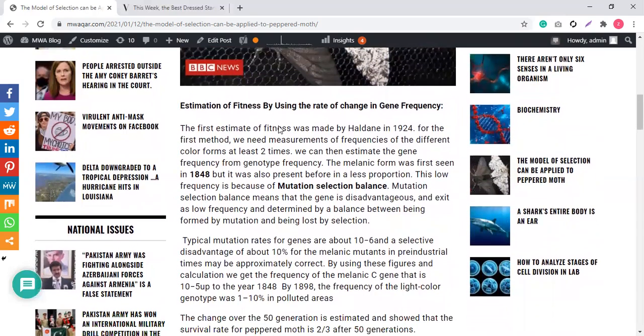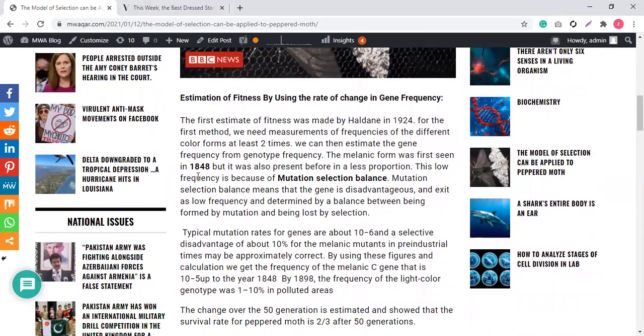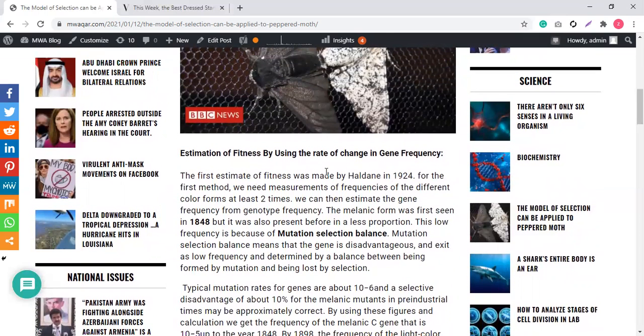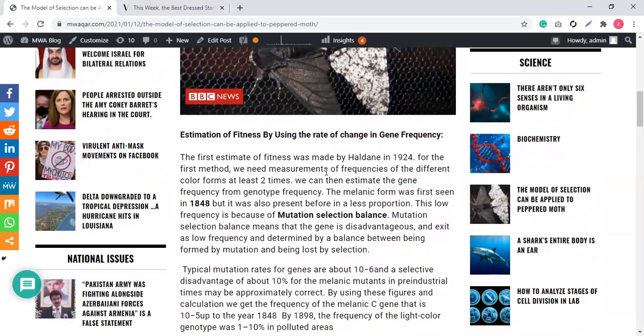Cool. The melanic form was first seen in 1848, because in the 18th century the industrial revolution in Britain had started. But it was also present before in a very small proportion. It doesn't mean that the melanic form only appeared after the industrial revolution in Britain and before that there was no melanic form. No, it is not like that. But the melanic form was present in a very small amount at that time.